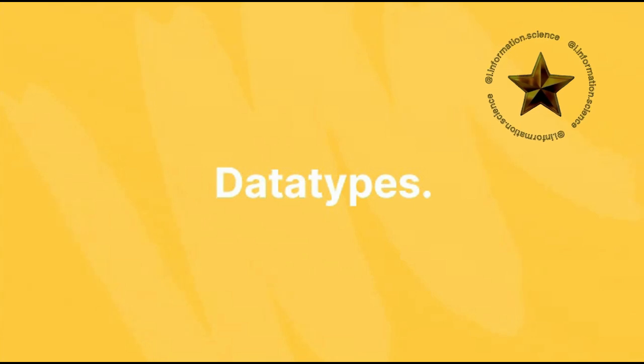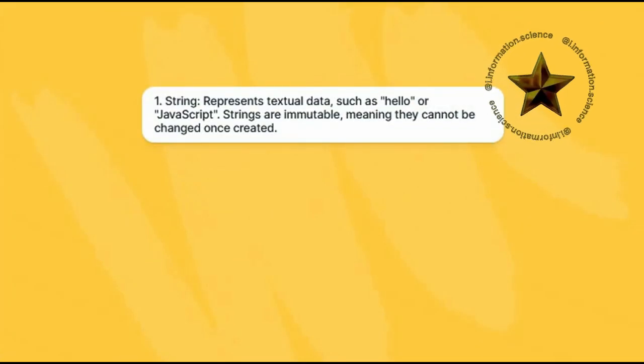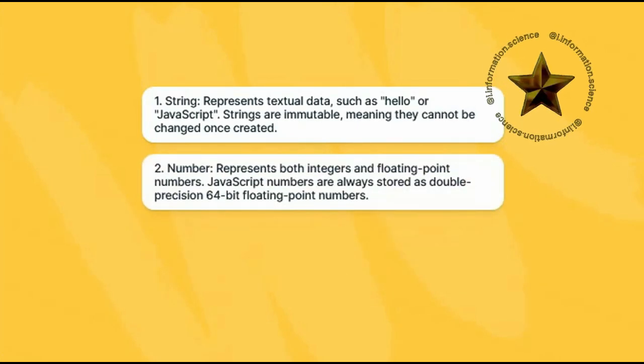Data types. JavaScript has 8 data types. 1. String represents textual data, such as hello or JavaScript. Strings are immutable, meaning they cannot be changed once created. 2. Number represents both integers and floating point numbers. JavaScript numbers are always stored as double precision 64-bit floating point numbers.